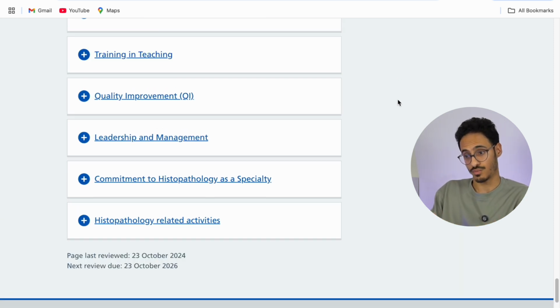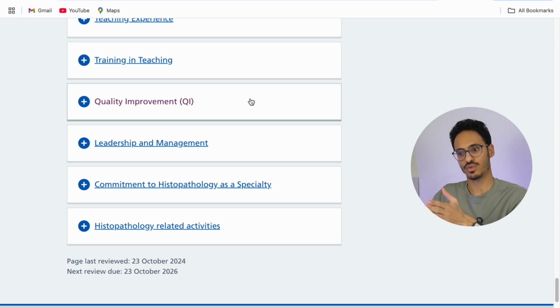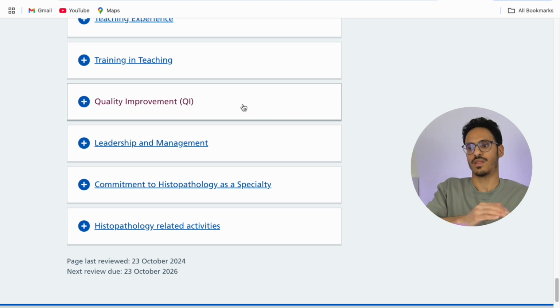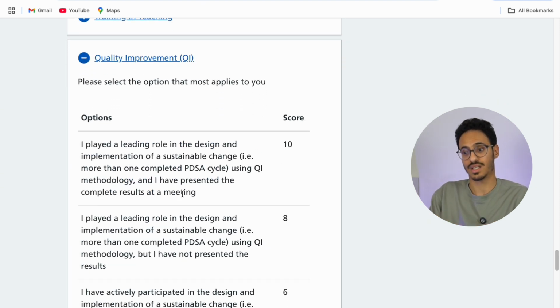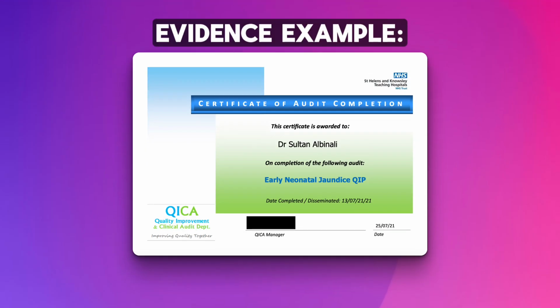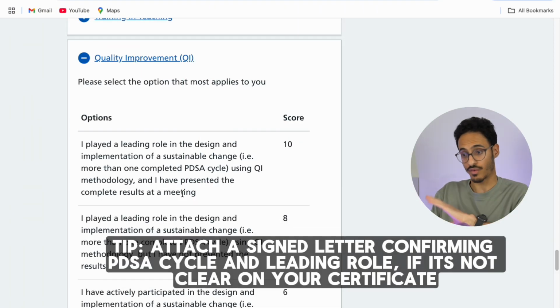Next is the quality improvement project. Now, a quality improvement project is just like an audit, because all you need to do is an audit, and then you take an action based on your audit, and then you apply it in your clinic or in your hospital, and then present the whole thing in a meeting. So this is actually one of the things that you can do within a span of like 3 or 4 months.